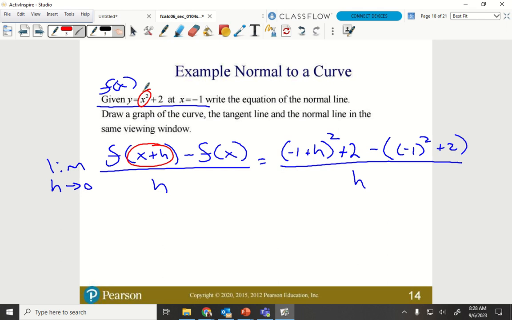So now I'm going to expand this one. Now we're going to expand using that trick I showed you guys yesterday. So instead of foiling this all out, what would I rewrite this one as? I gave you guys the formula on that one yesterday. So a squared plus 2ab plus b squared, right? So a squared. What is a in this value? -1. -1 squared is 1.